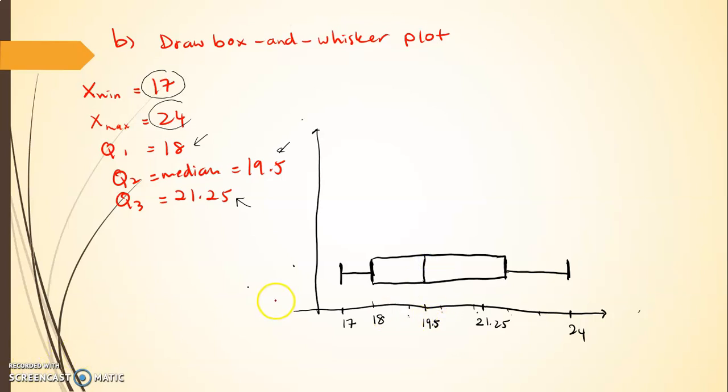Alright. From this plot, you can see clearly here, the data distribution is skewed to the right because the whisker and the rectangular box are longer on the right hand side. So the shape of the distribution is skewed to the right.